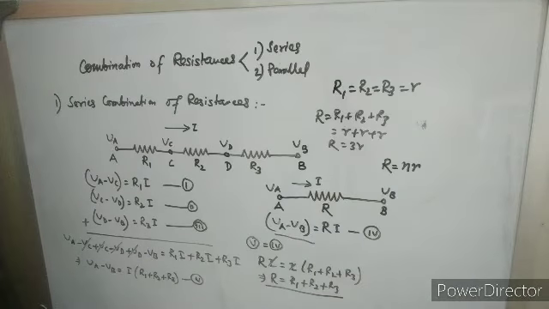If r is the value of the resistance of each, and n is the number of resistances used in series, then the equivalent resistance will be nr.